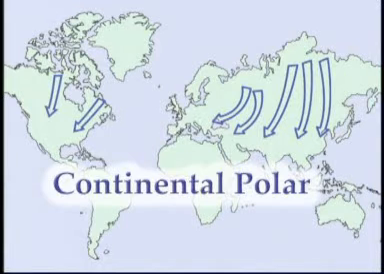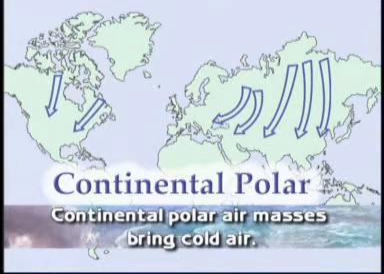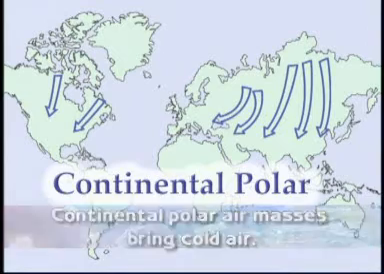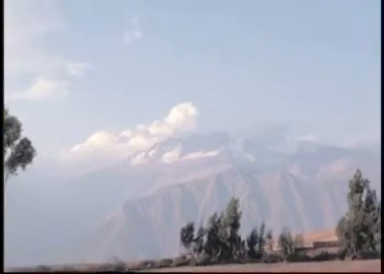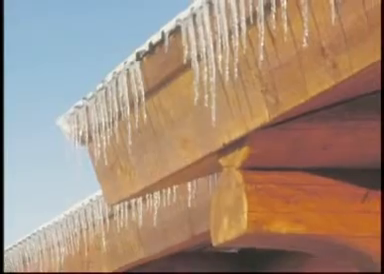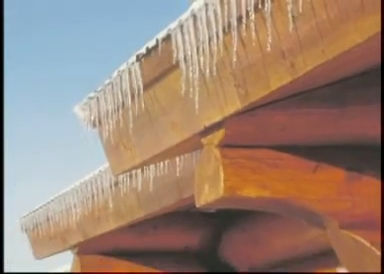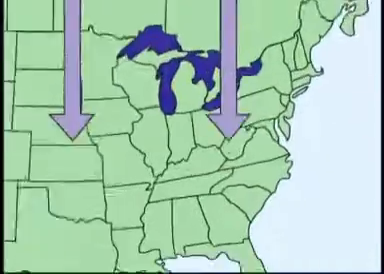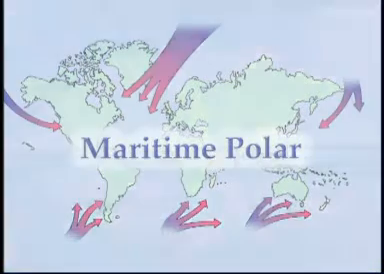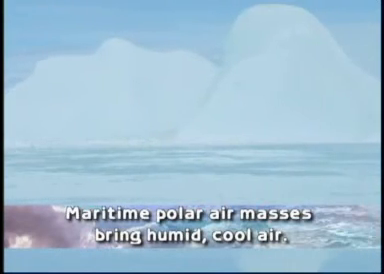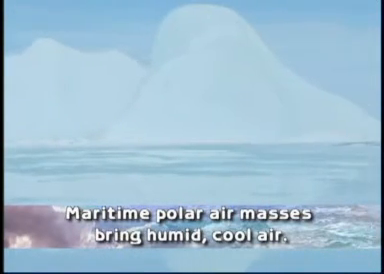Many of the continental polar air masses originate over the Arctic. The cold air is warmed as it moves south. If the ground it passes over is cold or snow-covered, it remains bitterly cold. When this happens, it may bring freezing temperatures as far south as Florida. Maritime polar air masses are developed over the cold northern oceans. They are humid and somewhat warmer than the continental polar masses.